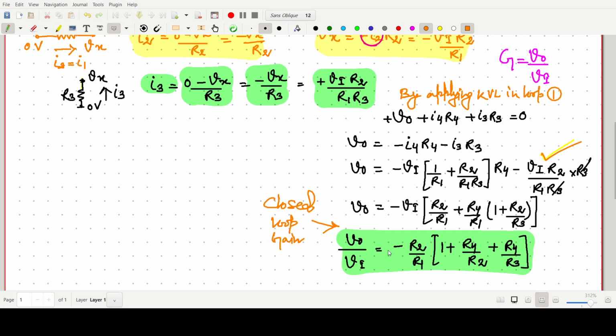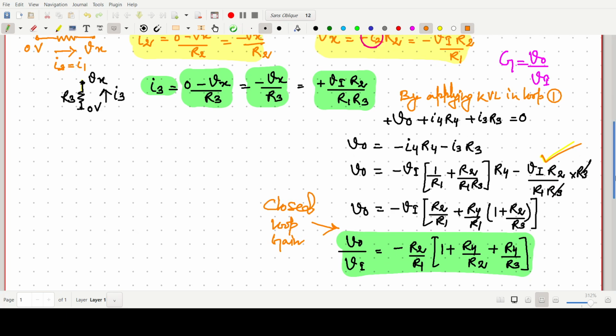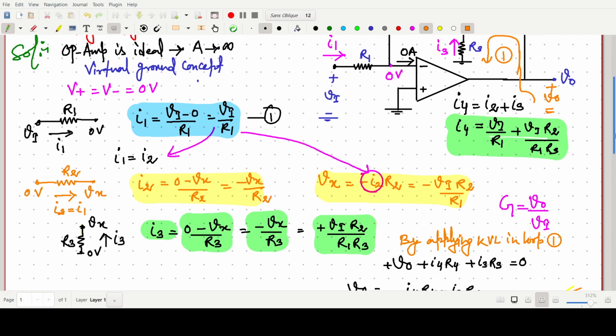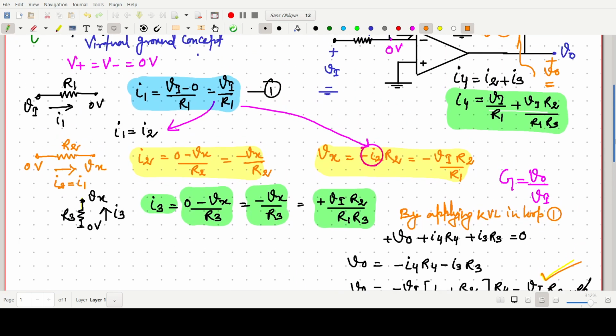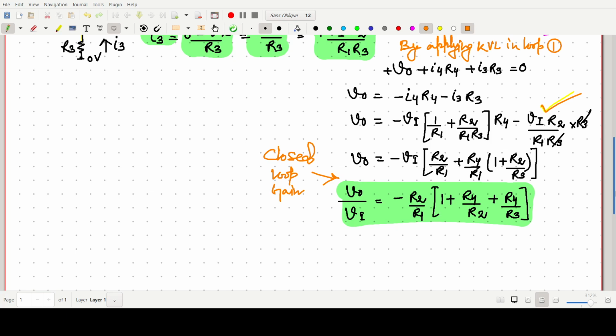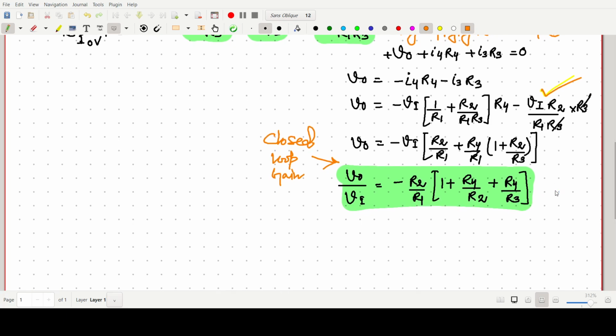Closed loop gain expression V0 by Vi. So this is the way how to find it. Very simple. Everything is Kirchhoff's law with the virtual current concept. Now we have to design. In the question it is clearly mentioned that the input resistance has a value of 1 mega ohm maximum. What it means? This R1 value is 1 mega ohm.